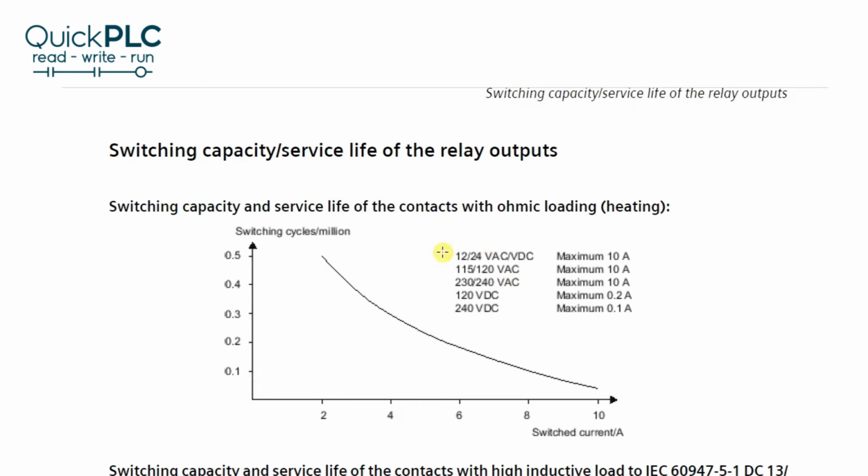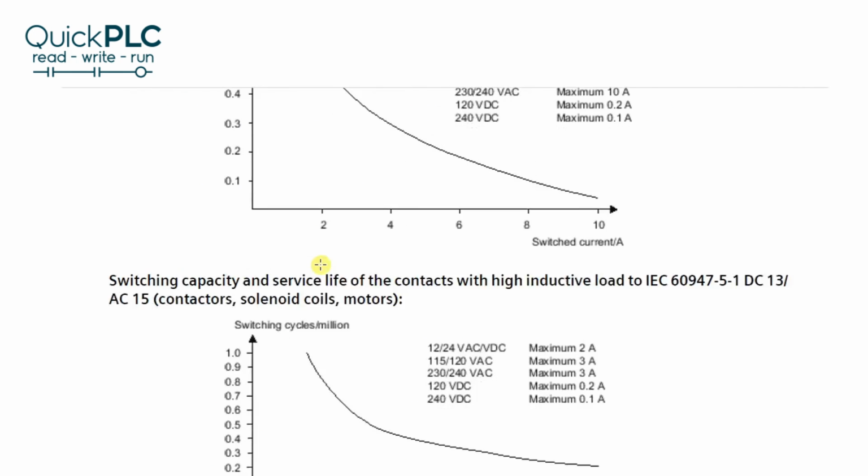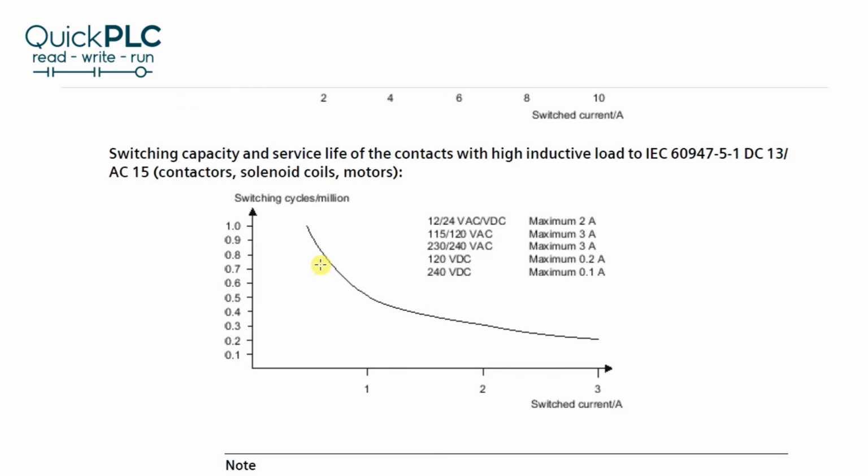The contacts can switch 10 amp for DC up to 24 volt and AC up to 240 volt. For 120 volt DC, the current is derated by a factor of 50 to 0.2 amps, and for 240 volts DC, the limit is half that again at 0.1 amps. The chart implies that at very low current, a lifespan in excess of 500,000 cycles is possible, but no guarantee is given. Rather confusingly, the chart for inductive loads goes up to 1 million cycles, but it is at much reduced current.